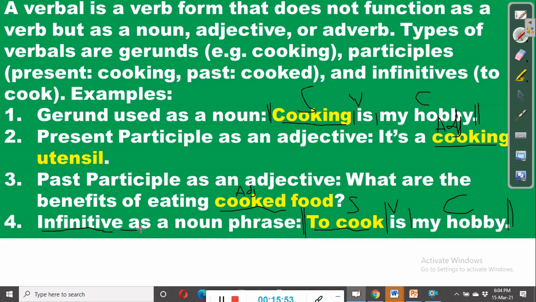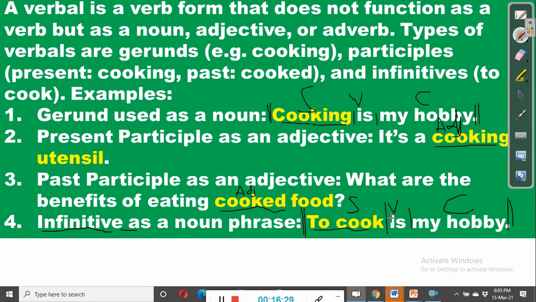A verbal is a verb form that does not function as a verb, but functions as a noun, an adjective, or an adverb. We can also say that a verbal is a non-finite verb. A non-finite verb is a verb that does not respond to changes in time, in person, or in number. So you can't talk of the past tense of "to cook." You cannot say "to cooking." You cannot say "to cooked." You cannot say "to will cook."